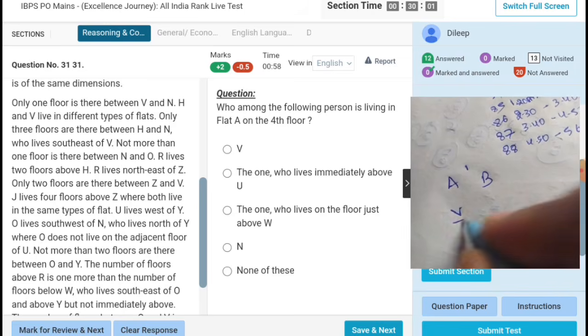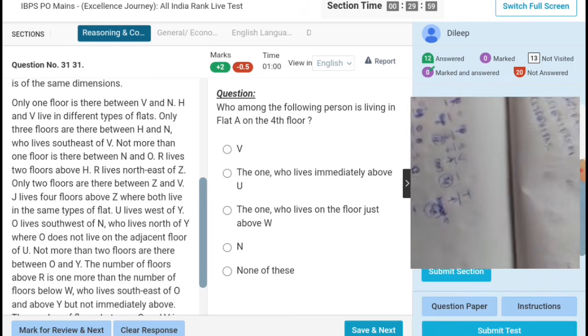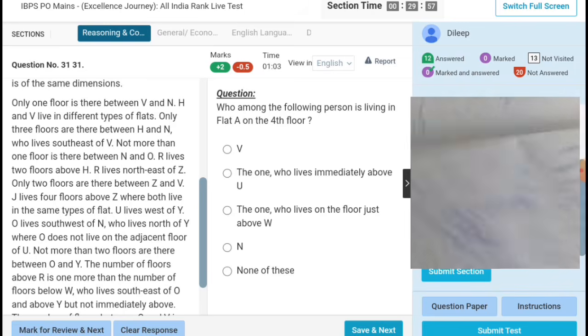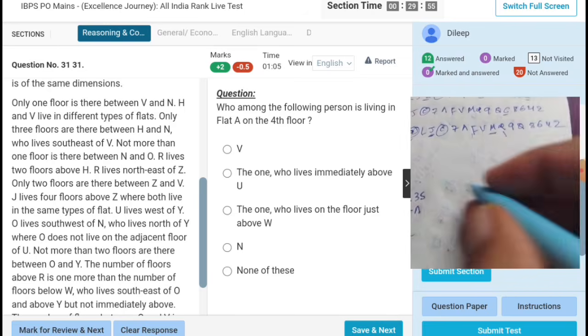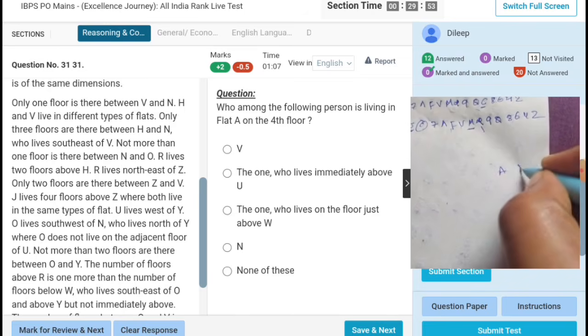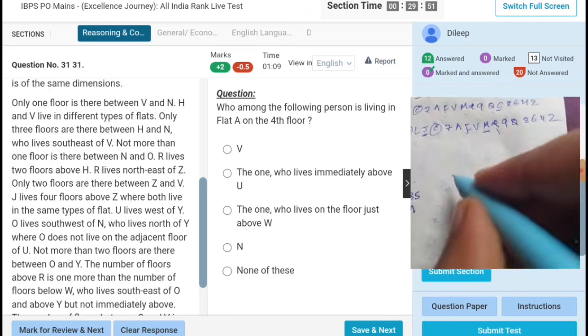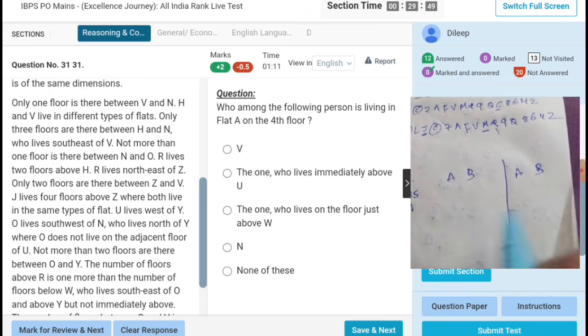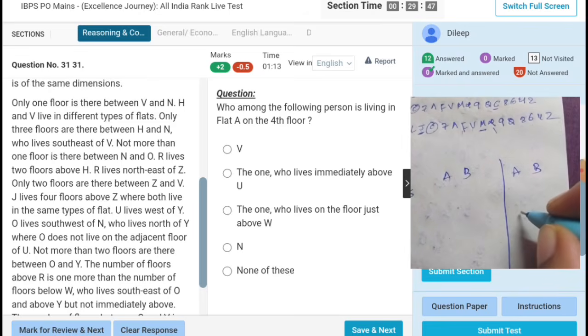One floor between them. So I think A and B. Next, A and B. One floor between the V and N, and N who lives southeast of V. So one floor between the V and N.